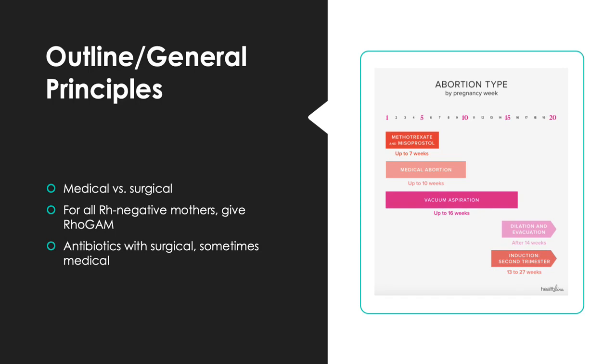Another important thing to note is the use of RhoGAM in abortion. As I'm sure you've learned in your reproductive or hematology courses, pregnant people should be assessed for their Rh status, and Rh-negative patients should be given RhoGAM prior to delivery. The same is true for patients choosing a medical or surgical abortion. Another note is that for both types of surgical procedures, antibiotics are given afterwards to prevent infection. This is sometimes done with medical abortion as well, but less common as the infection risk is pretty low.